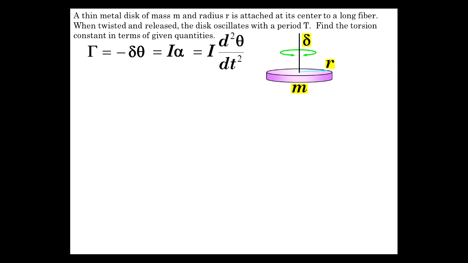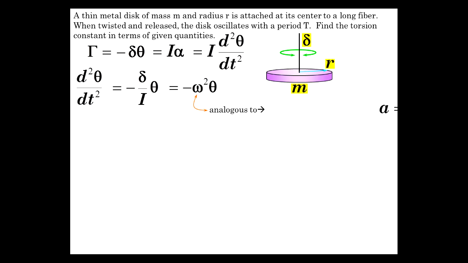So we've already gone through this progression. Let's just carry it out again. That's I times the second derivative of angular position. So d squared theta dt squared is minus delta over I theta. And we know that delta over I is omega squared, so that's omega squared theta, which is analogous to this whole concept of acceleration. The second derivative of position is acceleration, after all. Acceleration is v squared over r, which is omega squared r squared over r, or omega squared r.